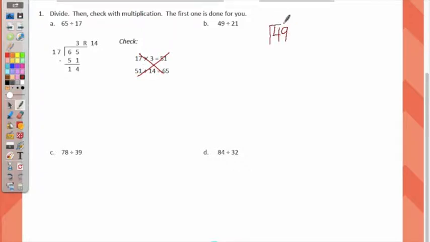49 divided by 21. Okay, so what will I skip count by? 21. Okay, you remember how to do that from yesterday? Yeah. Okay. Now I noticed that on the exit ticket today, some of the kids didn't skip count and they actually missed the problems. Yep, so I'm asking you to skip count.